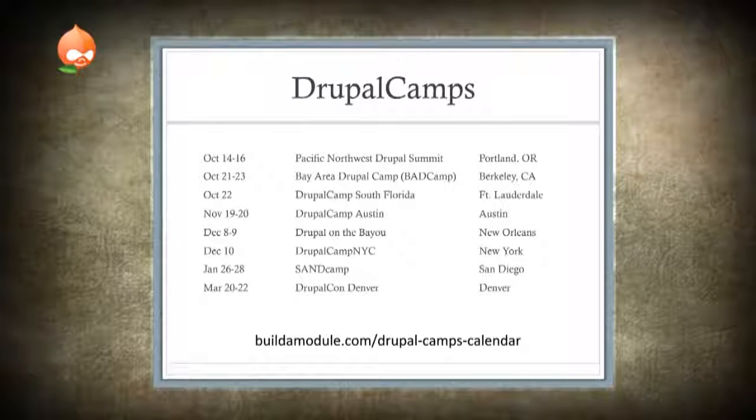Florida might be a somewhat close one for you guys here. Austin is a great one. They're on their 3rd or 4th year. Drupal in the Bayou in New Orleans, if you want to come to that, we're putting that on with Neospire. Dallas Drupal is in December. That should be a lot of fun. And of course, the big camp, the big con coming up in Denver next March.